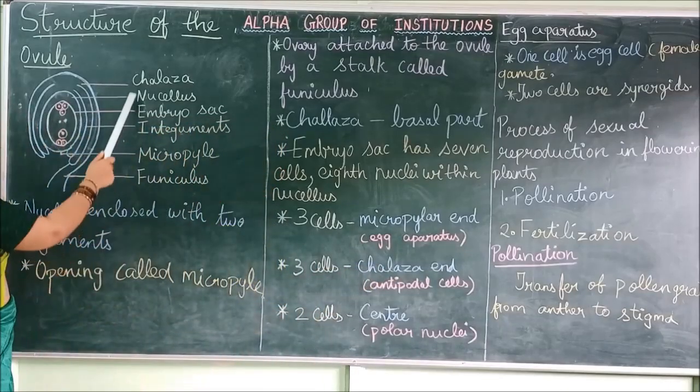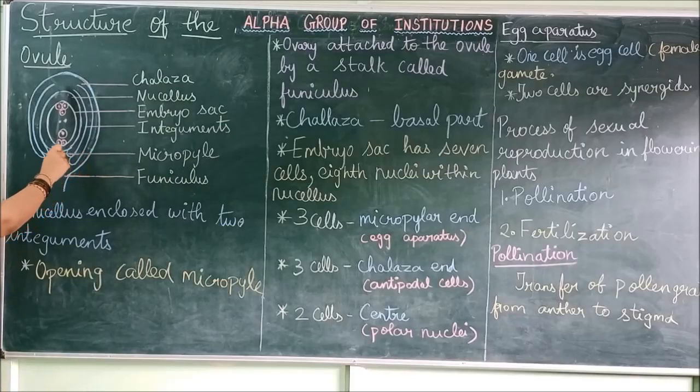And the next three cells are present in the chalaza end, the basal part. 1, 2, 3 cells are present. These three cells are called antipodal cells. What these antipodal cells do is give nourishment to the egg that is getting fertilized.